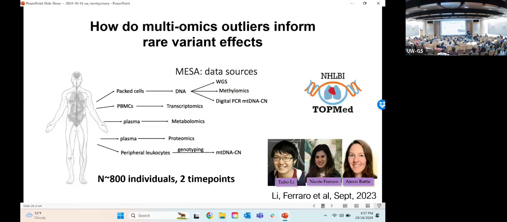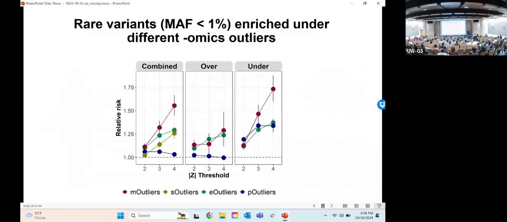To do this, again, we're collaborating with the Battle Lab. We had access to data from the TOPMed MESA cohort, which included whole genome data, but also a range of different omics from approximately 800 people measured at 2 different time points. So we actually get replication of some of these omics assays as well. This includes methylation, transcriptomics, and proteomics on top of the whole genome sequencing data.